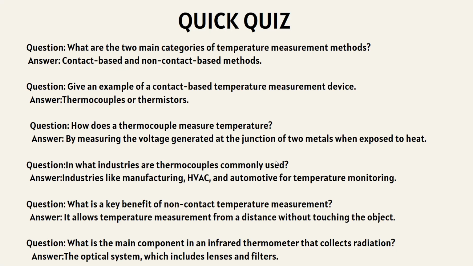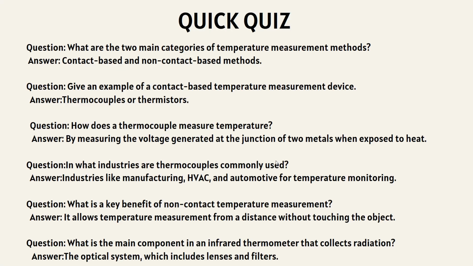Now, coming to the quick quiz. What are the two main categories of temperature measurement methods? That is non-contact based and contact based methods. Next question. Give an example of a contact based temperature measurement device: the thermocouples or the thermistors. Third question. How does a thermocouple measure temperature? That is, by measuring the voltage generated at the junction of two metals when exposed to heat.